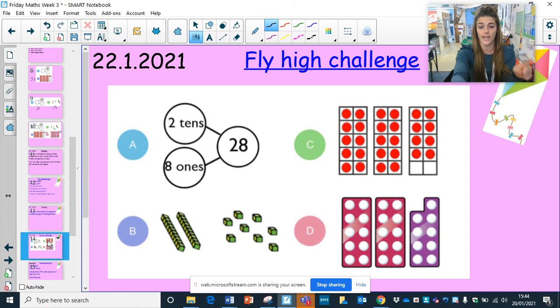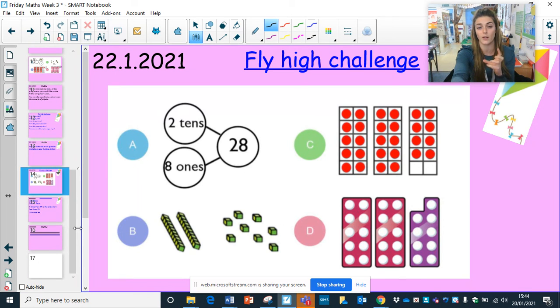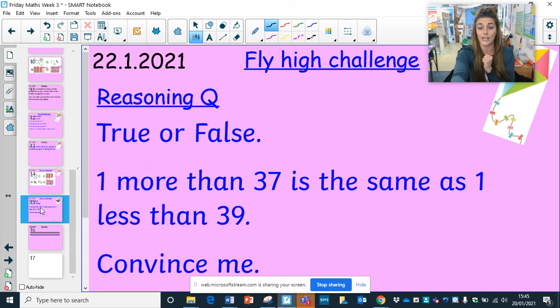So there's a fly high here. Have a look at that one. I won't read that through, and then you can talk about that. So again, comparing, so more, less, the same as. And then there is a reasoning question at the end as well. So true or false. 1 more than 37 is the same as 1 less than 39. So for this, convince me. So you need to show your workings and explain your reasoning, explain your thinking, okay?